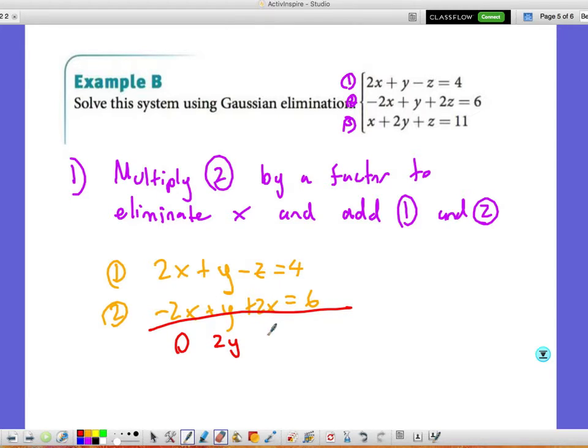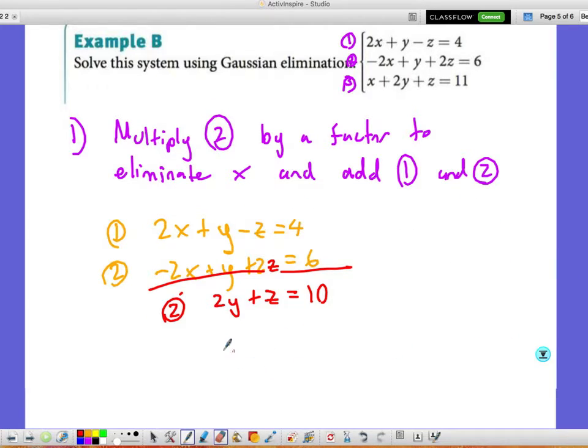Negative z plus, wait, 2z, that's supposed to be 2z right there. So negative z plus 2z is going to give me plus 1z, and then 4 plus 6 gives me 10. So here, I don't need that 0. Here is my new second equation right there.